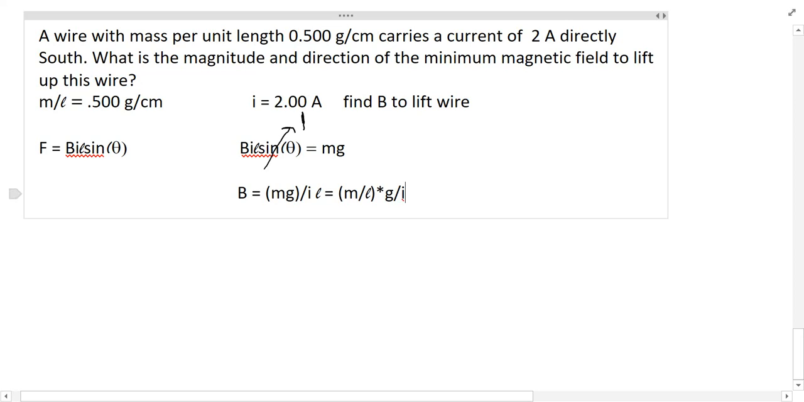I'm sorry, my computer keeps switching back and forth between capital I and lowercase i, but anytime you see either one, it means current.